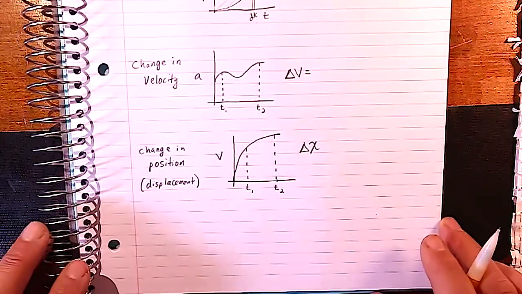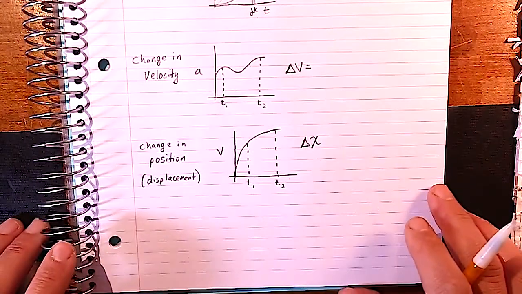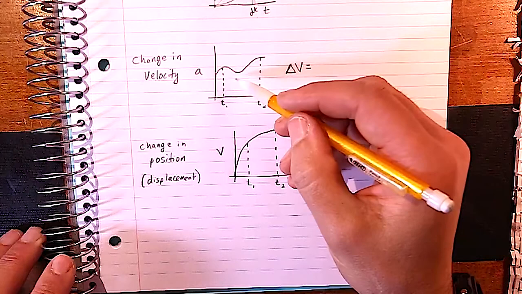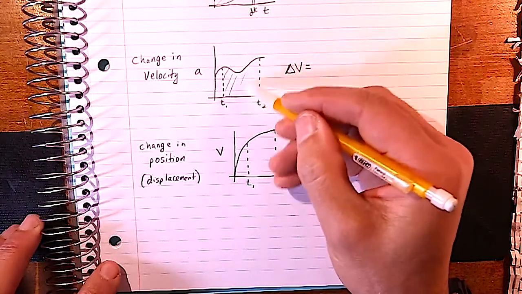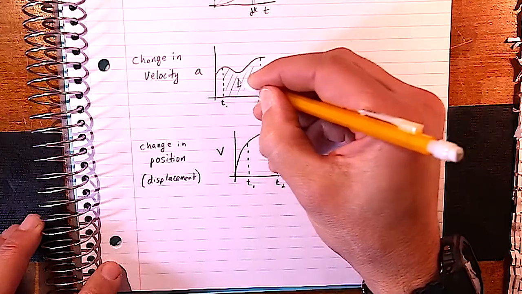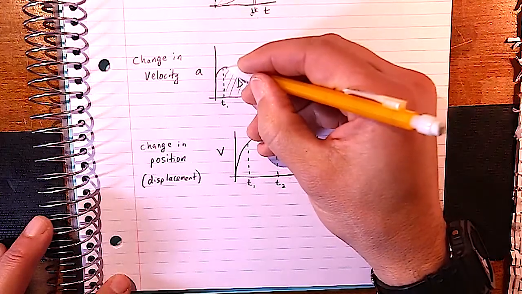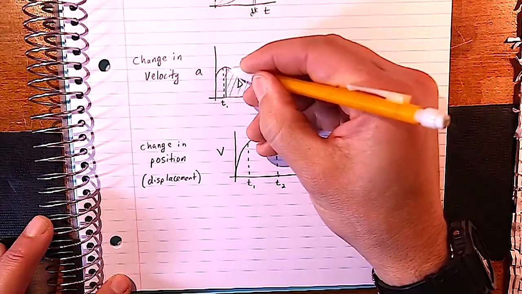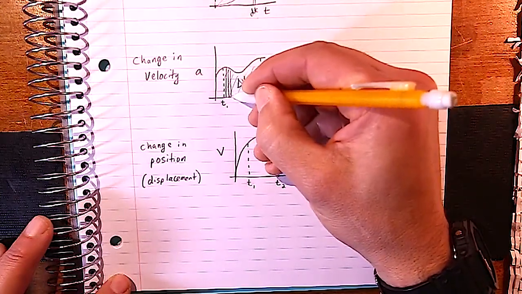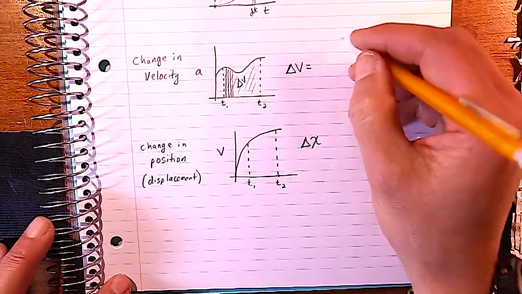So let's look at change in velocity and change in position. These are going to be integrals. Working backwards, the area under this curve is going to be equal to the change in velocity. So what is an integral? An integral is taking all of these little slivers, which are going to be dt's, and summing them up. That's what an integral is.